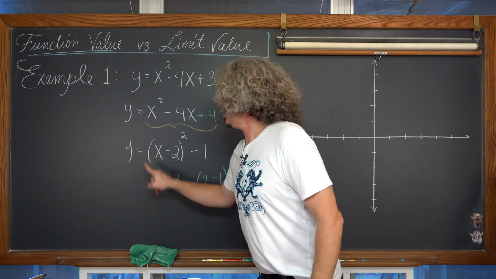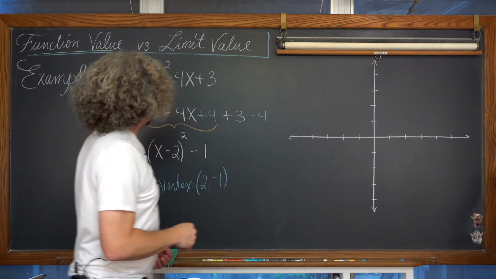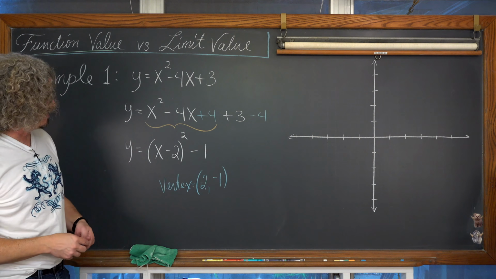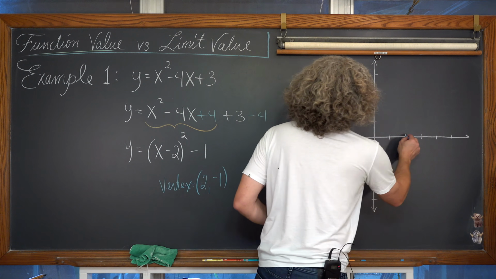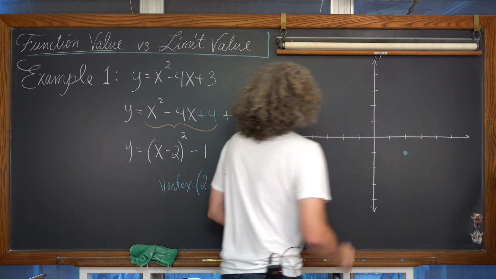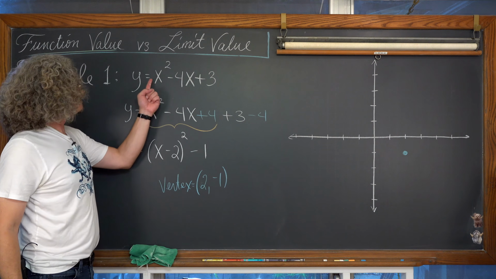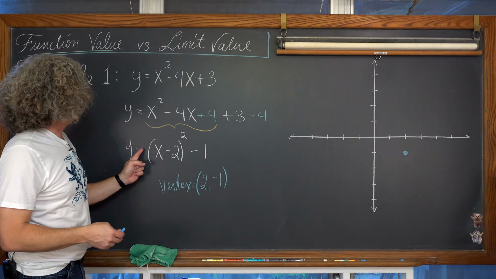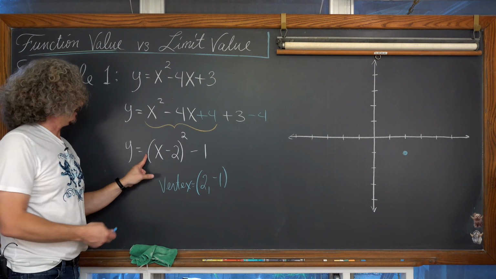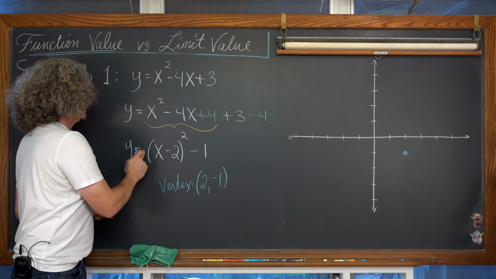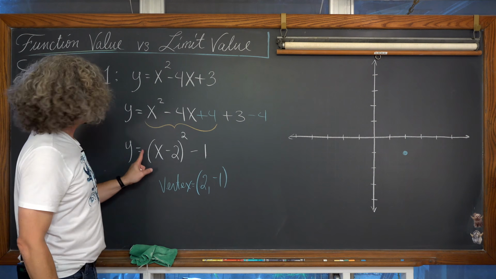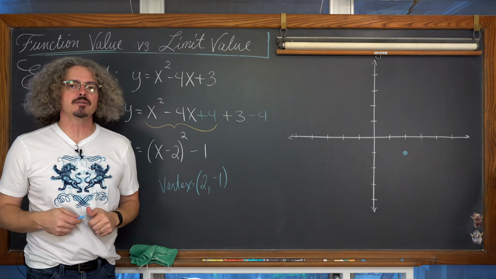And with that positive leading coefficient, we're looking at a parabola opening up. So we have a vertex at (2, -1), so over 2, down 1. And this parabola has a leading coefficient of 1, or we have an a value, if you will, in front of the squared parentheses that has a coefficient of 1. So there's no vertical stretch applied to this parabola.